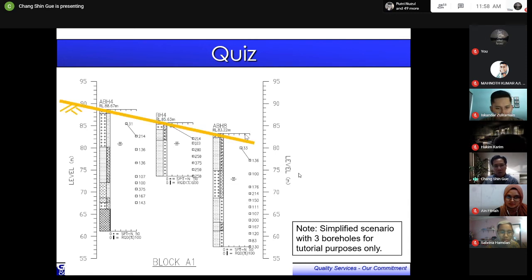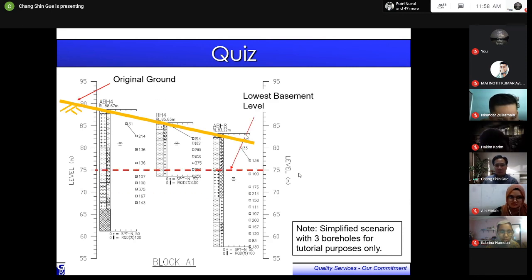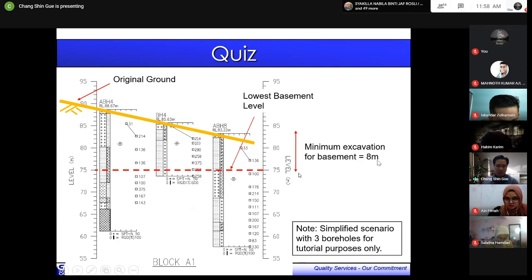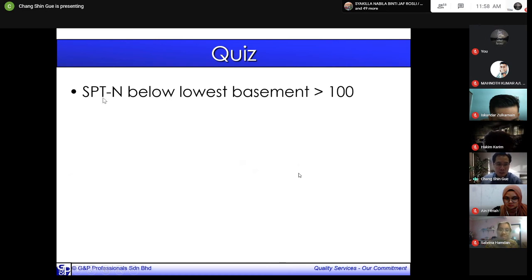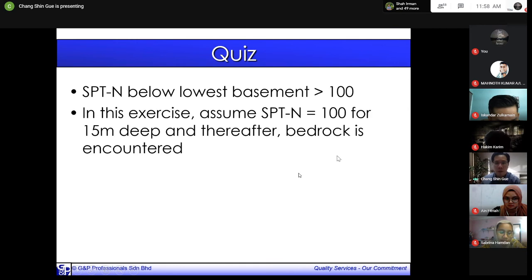The original ground is actually a sloping ground, and because of the basement, we need to excavate it. So the foundation will actually start from the red line and below. The minimum excavation for the basement is about 8 meters. For simplicity, we can assume that the SPT below the basement is more than 100. For this exercise, you can assume SPT of 100 for about 15 meters deep, and thereafter bedrock is encountered.